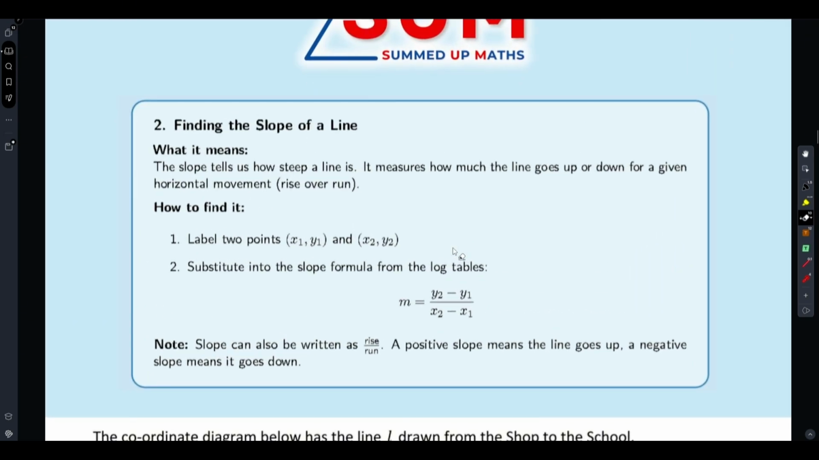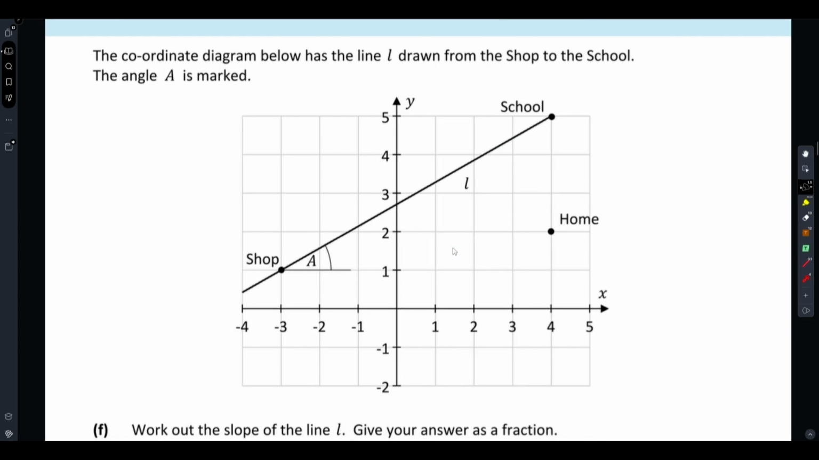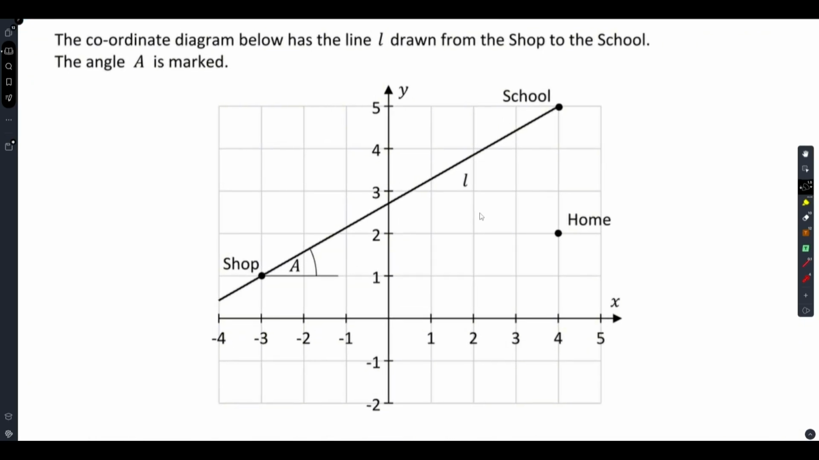So the first formula we have is we need to be able to find the slope of a line. So the slope basically tells us how steep a line is. Okay, so if we look at this line, how much does it increase for every 1 unit across we go in terms of the x direction? So that's the way we can think about it.